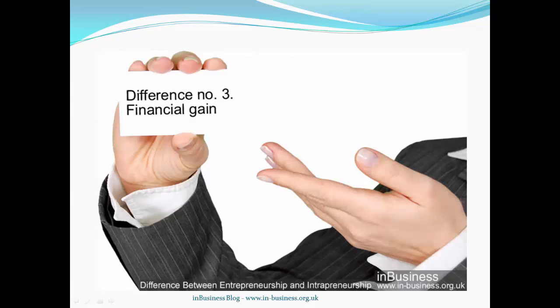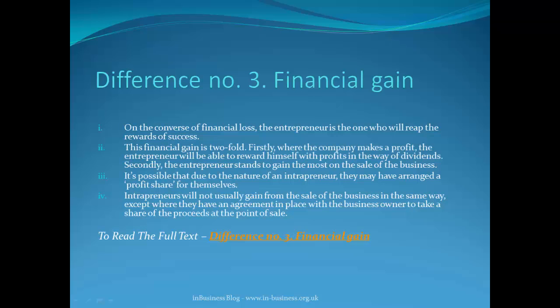Difference number 3 is about financial gain. On the converse of financial loss, the entrepreneur is the one who will reap the rewards of success. This financial gain is twofold. Firstly, where the company makes a profit, the entrepreneur will be able to reward himself with profits by way of dividends. Secondly, the entrepreneur stands to gain the most on the sale of the business. It's possible that due to the nature of an intrapreneur, they may have arranged a profit share for themselves.